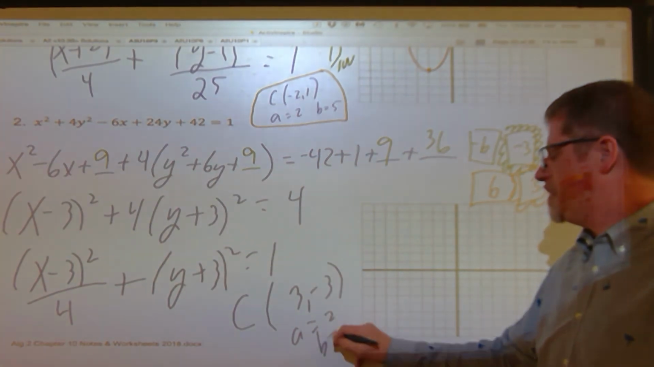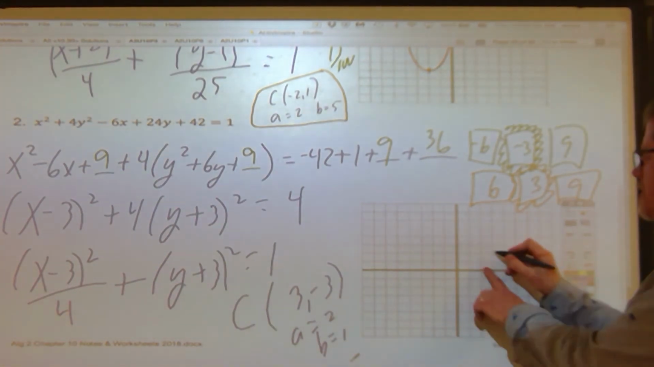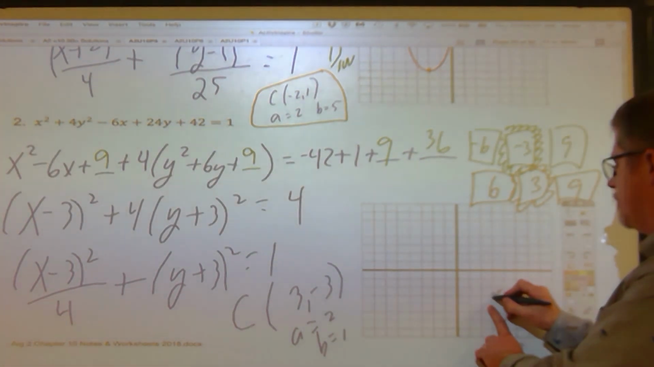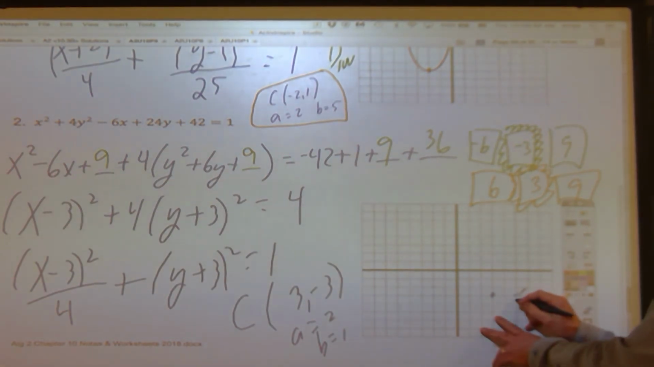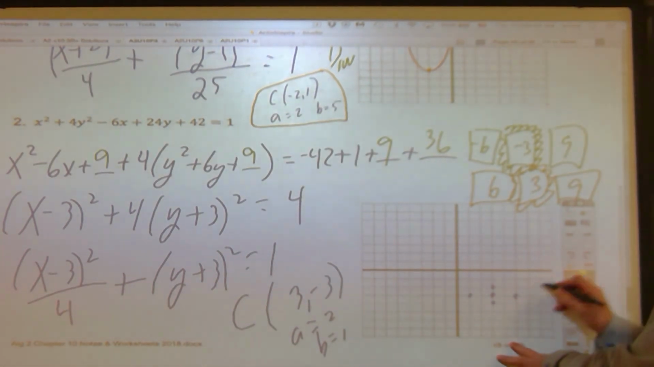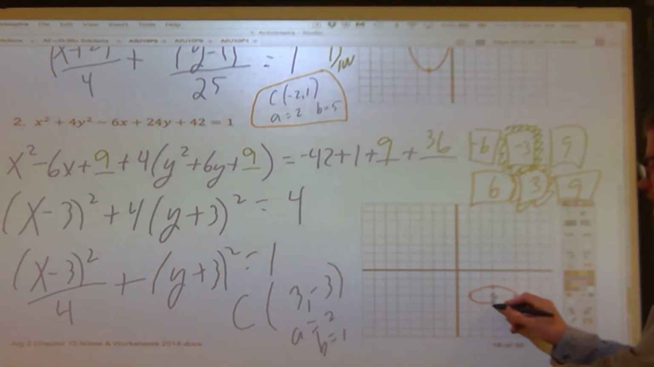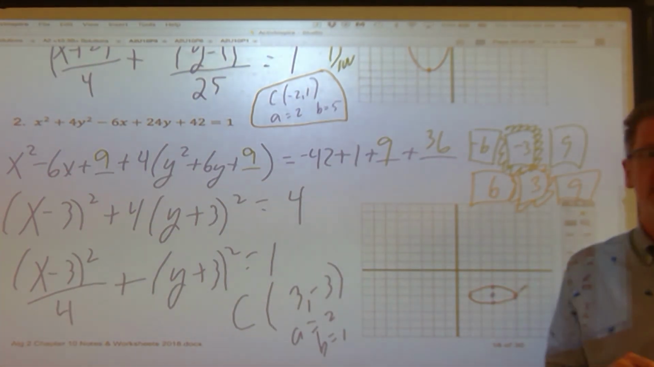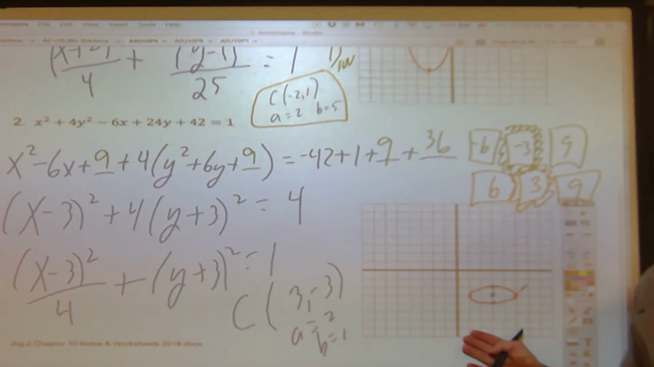A is equal to 2, B is equal to 1. So I hope your ellipse is centered at 3 comma negative 3 with an A value of 2, so go left and right 2, a B value of 1, and in red the ellipse looks kind of like that. Any questions on number 2?